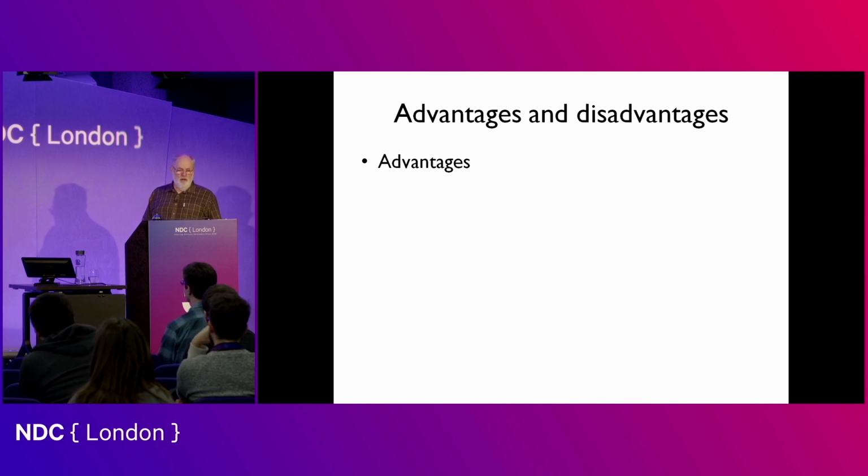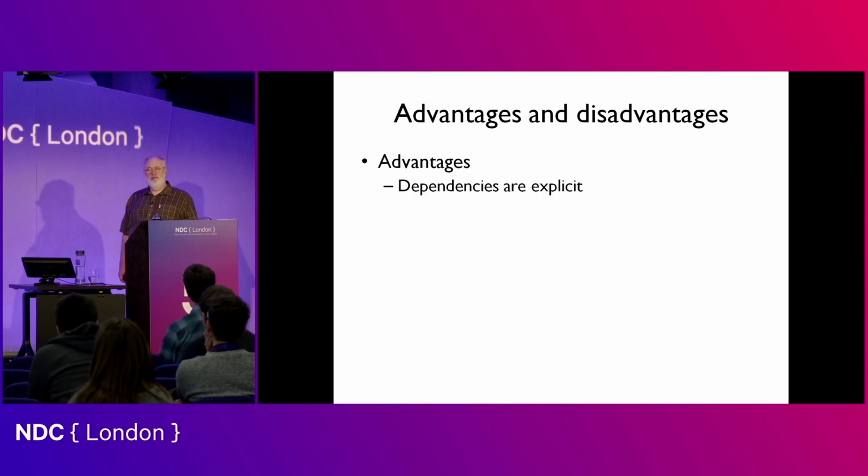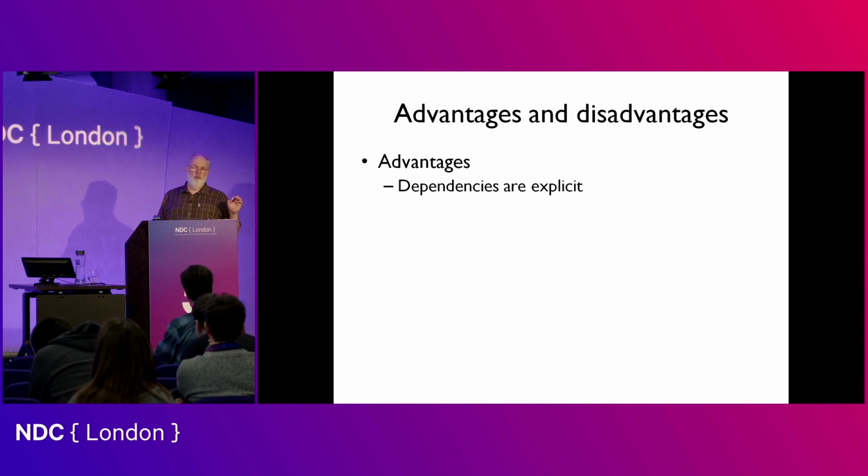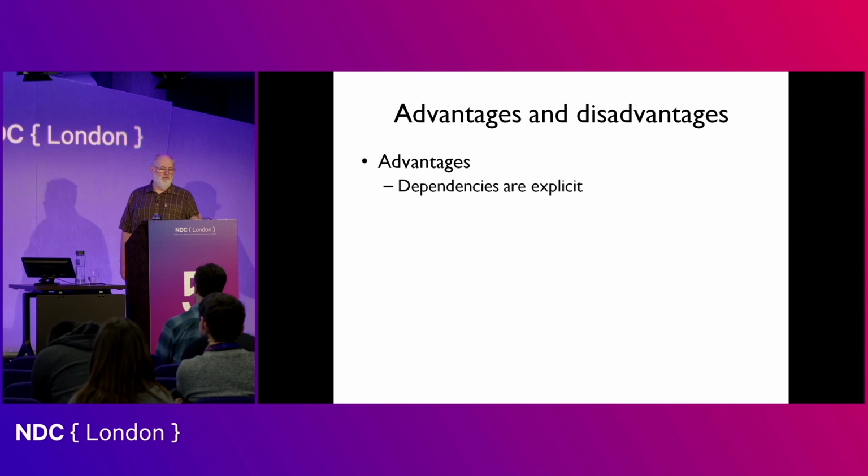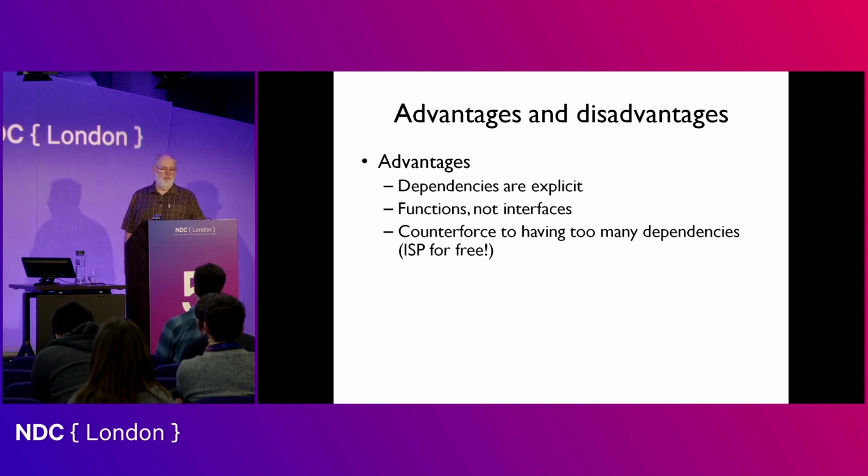The advantage of this approach is that it's really obvious what the dependencies are. Every function has its dependencies passed in, unlike with OO, where it's not obvious which method requires which dependency. You have to look inside. With functions, it's explicit on the outside. Like I say, functional programs love explicit stuff.